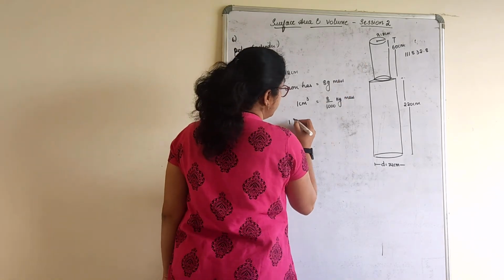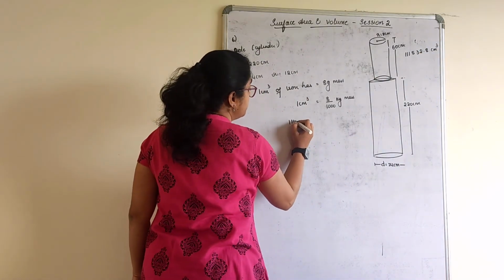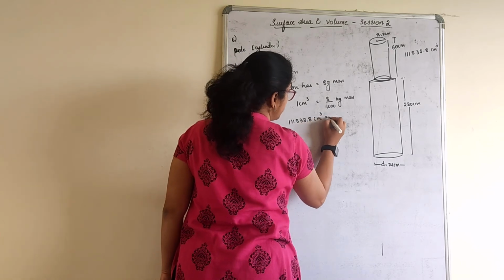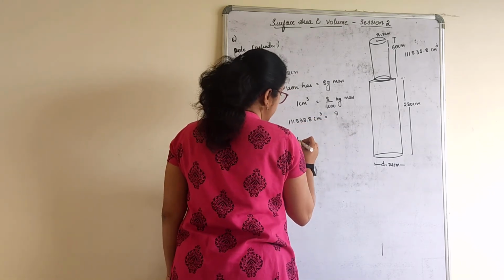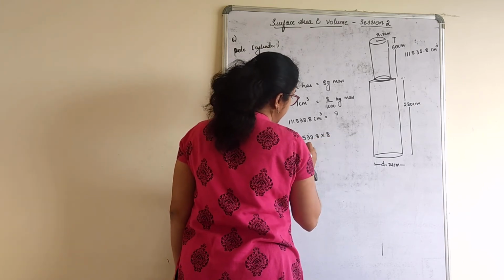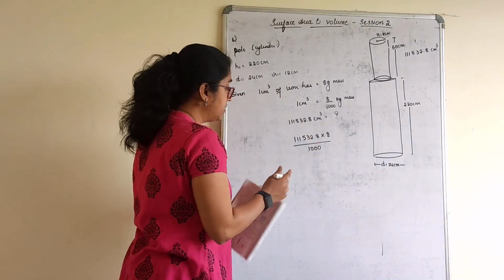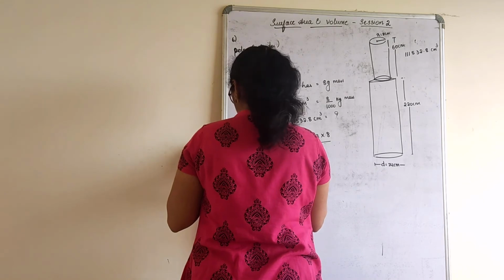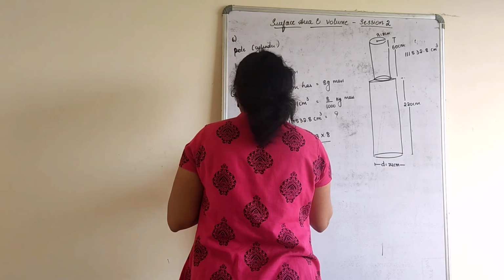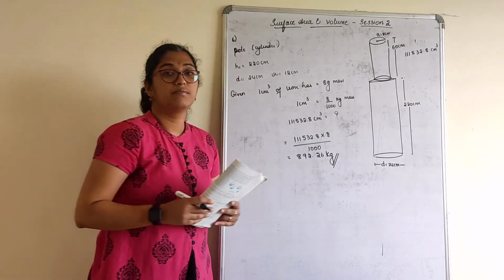Therefore, this is centimeter cube, no? Volume what we have found, 111,532.8 centimeter cube has how much mass? Cross multiply. 111,532.8 into 8 divided by 1000. Shifting decimals and multiply that by 8. So you will get the answer as 892.26 kg. Okay.